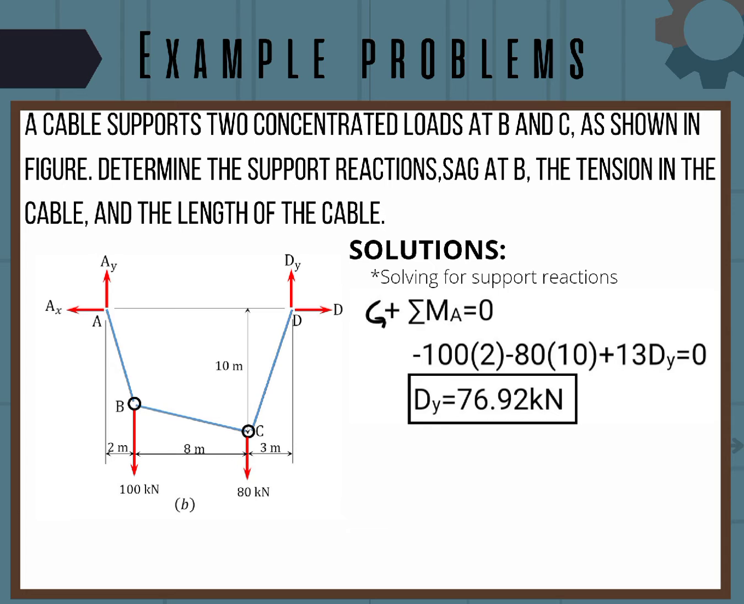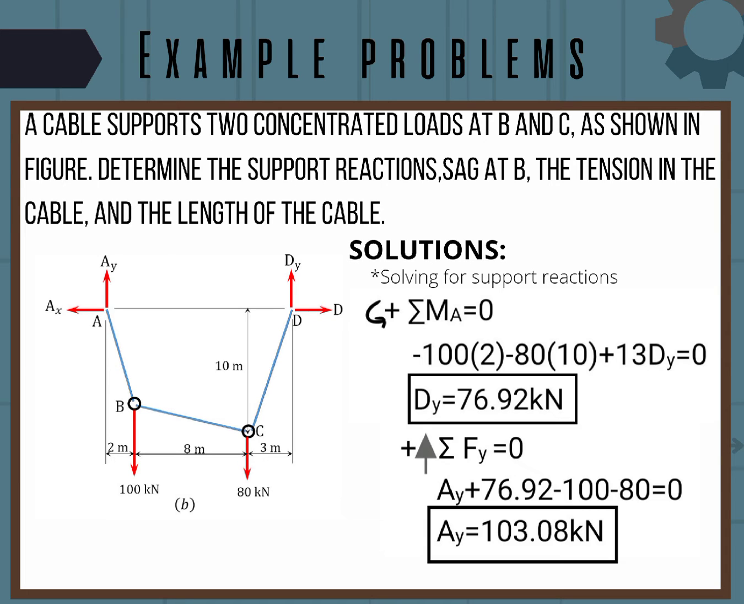At moment of A is equal to 0, we will get the force Dy. Negative 100 times 2 minus 80 times 10 plus 13 Dy is equal to 0. So the answer will be Dy is equal to 76.92 kilonewton. Then, the summation of all vertical forces is equal to 0 to get the force Ay. Ay plus 76.92 minus 100 minus 80 is equal to 0. So force Ay will be 103.08 kilonewton.